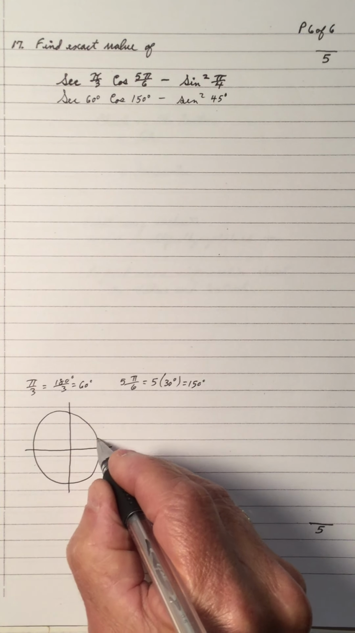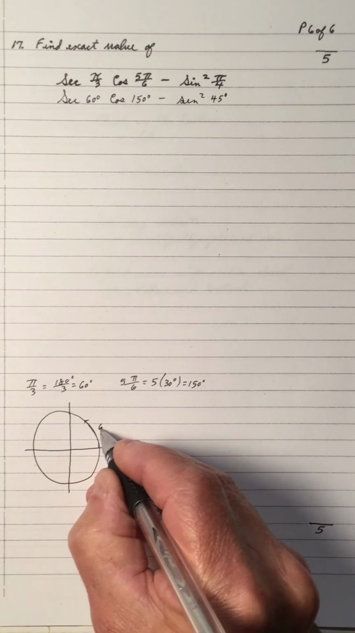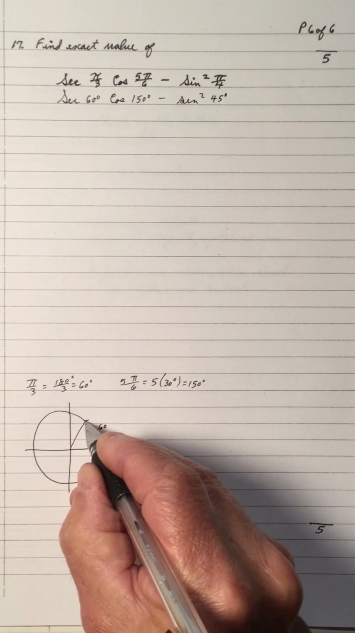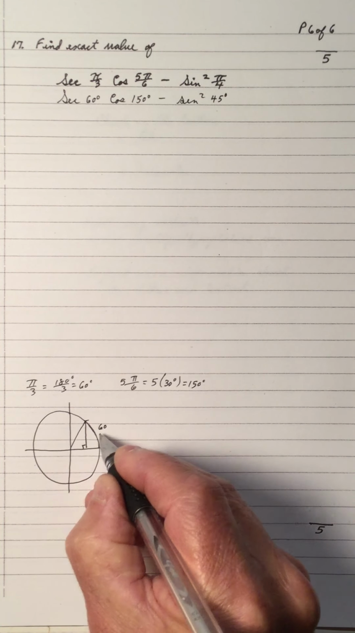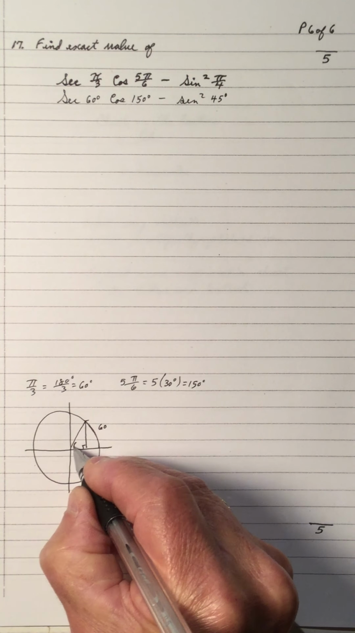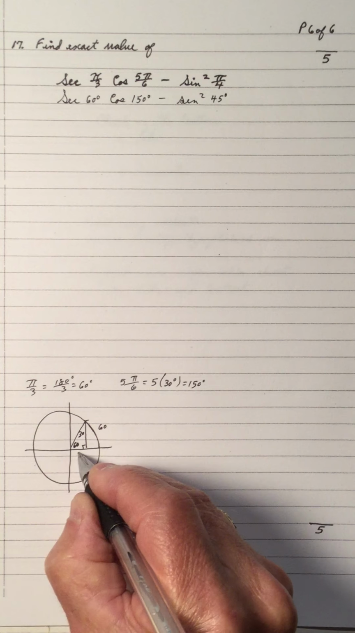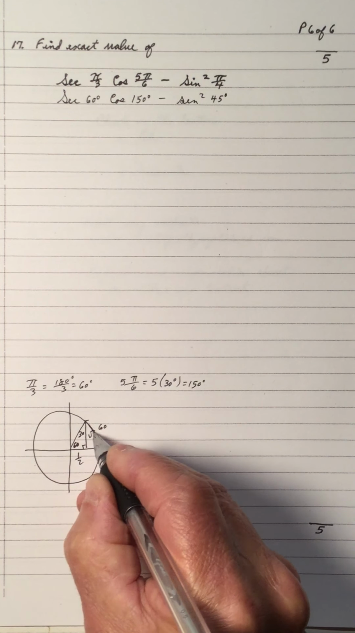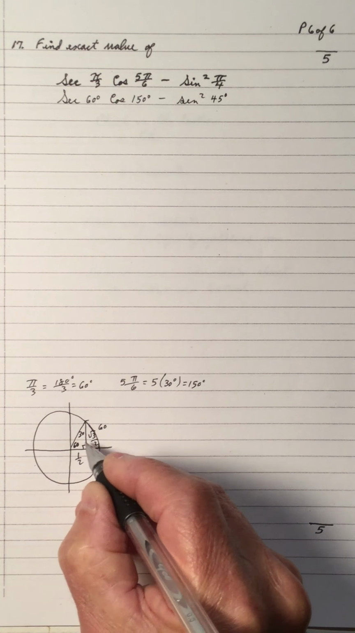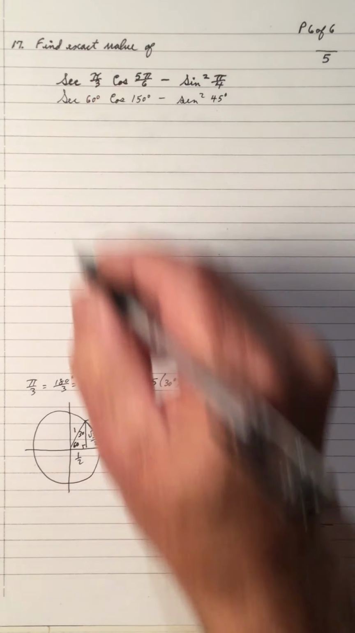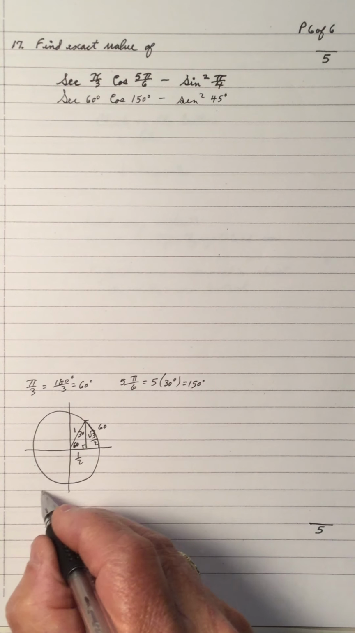So 60 is right here. That's a 60. Terminal arm, perpendicular to the x-axis. 60 rotation, 60 reference central angle, 30. So that's a half, opposite 30. That's root 3 over 2, opposite to 60. That's a 1.